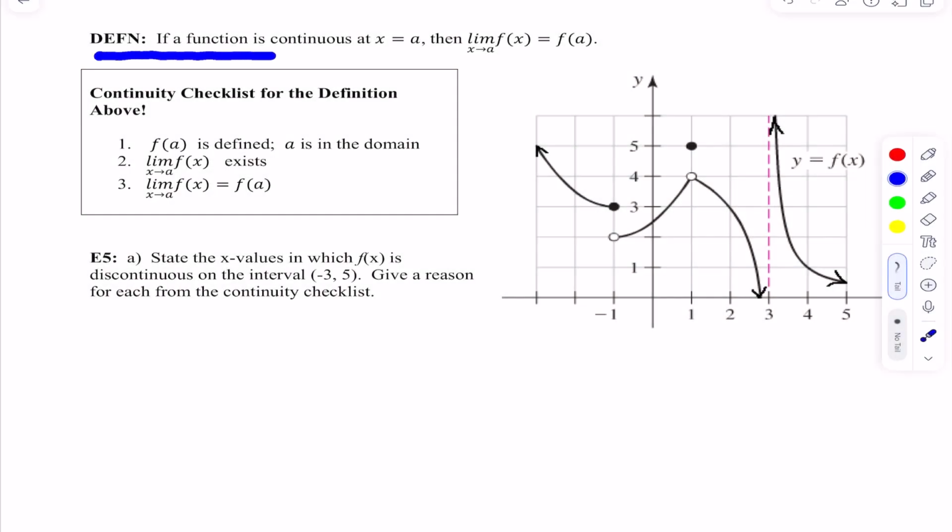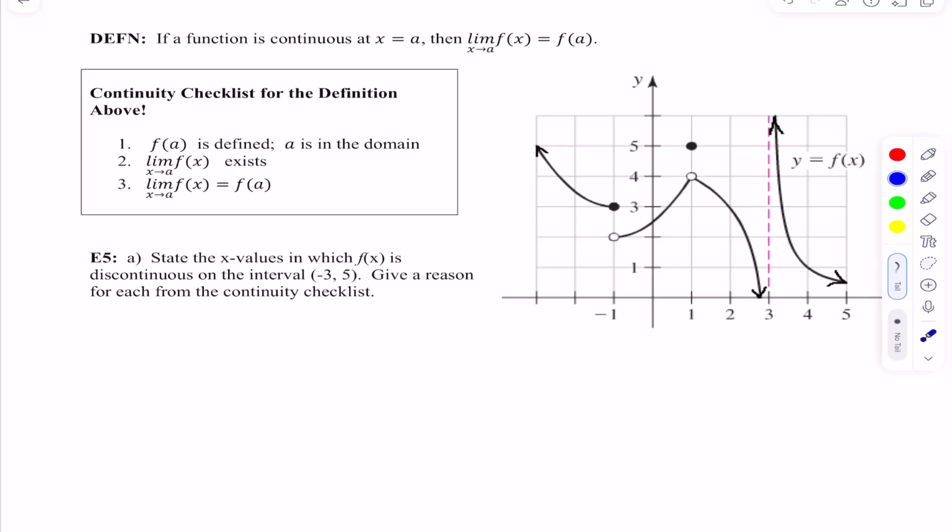Now here is the formal definition of what it means to be continuous at a single number called a. If a function is continuous at x equals a, then the limit as x approaches a from both sides of this function is going to equal f of a. Now notice f of a is in the range of the function. This formal definition isn't so useful until you break it down into a checklist.